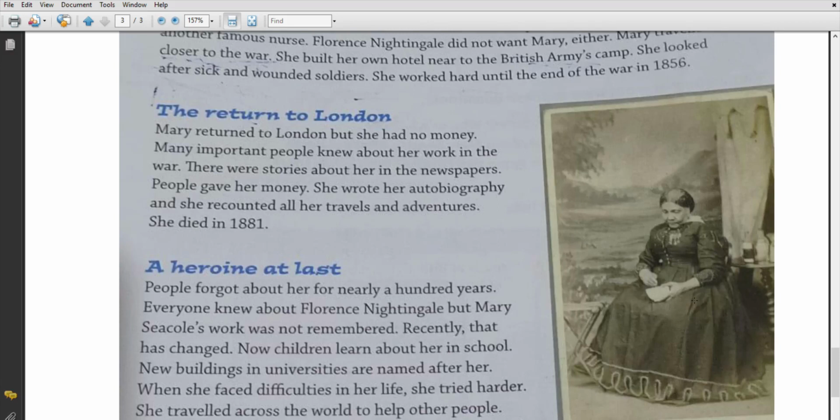She wrote her autobiography, a book about her life, and she recounted all her travels. She told all her travels and adventures. She died in 1881. Okay, so I'd like you to answer this question. Where did she return after the war? Yes, she returned to London.